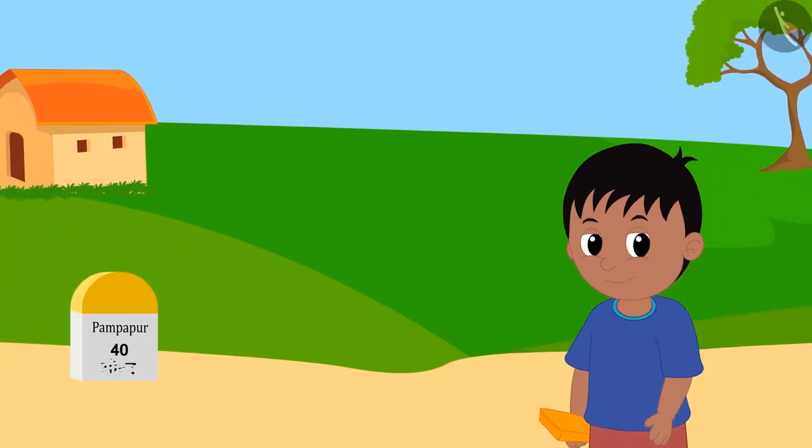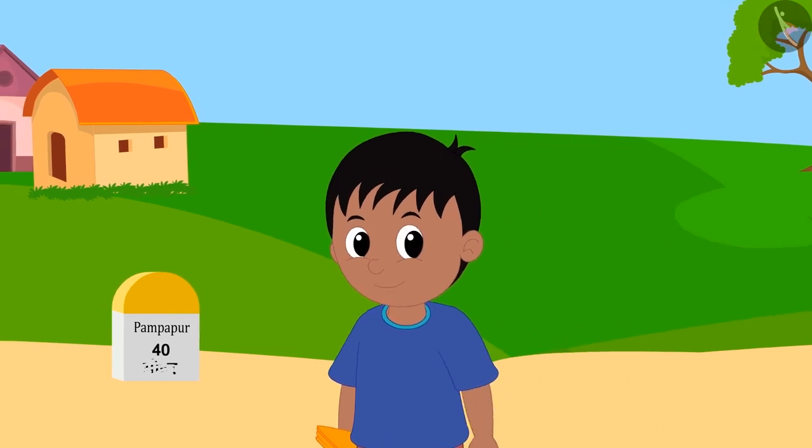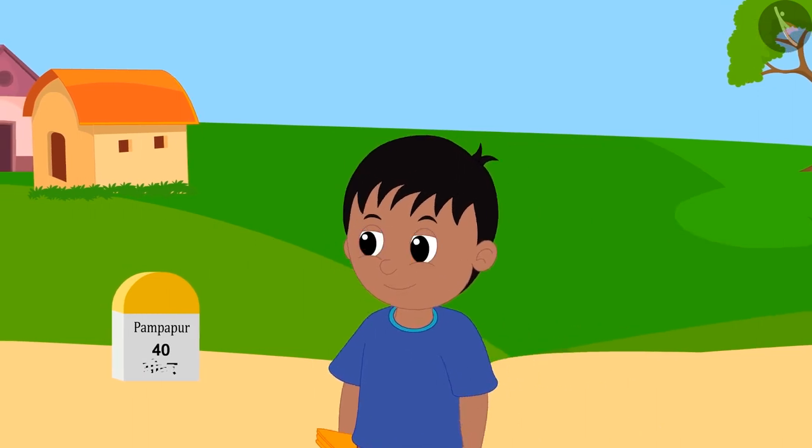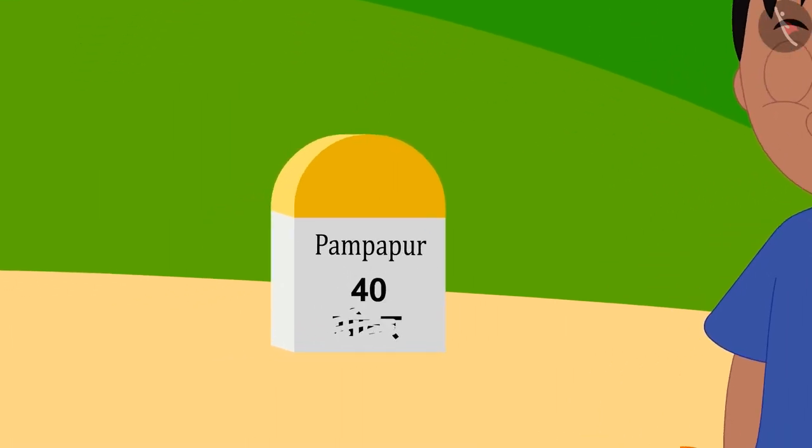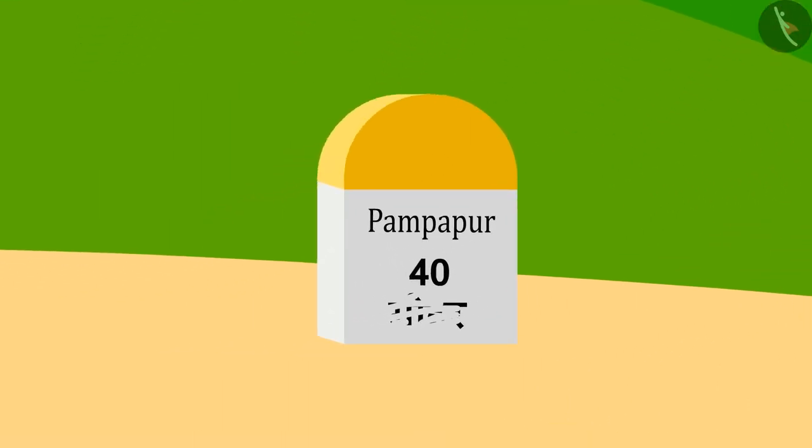Now Raju was about to reach his house. Just then, on the way, he saw it was written on a stone plate on the ground, Pampapur 40. But the unit below was erased.